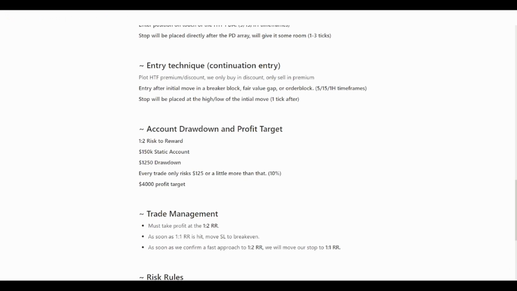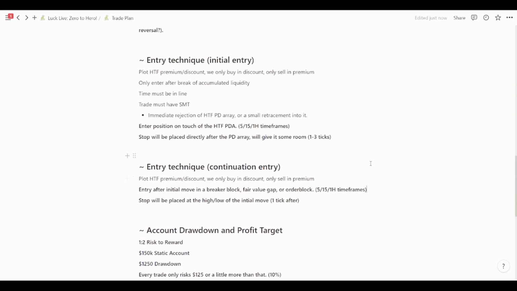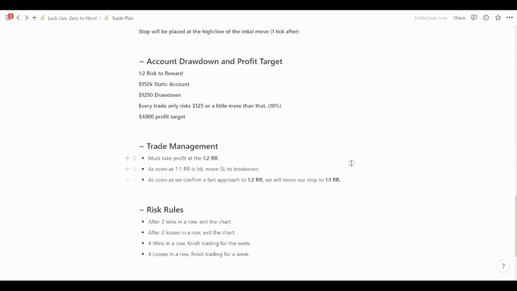A static account means the drawdown is fixed. So essentially what that means is the 1250 drawdown that I start with. If I start with the 150K, right, what does that mean? My account is going to be liquidated or failed at $148,750 in the equity balance, right?